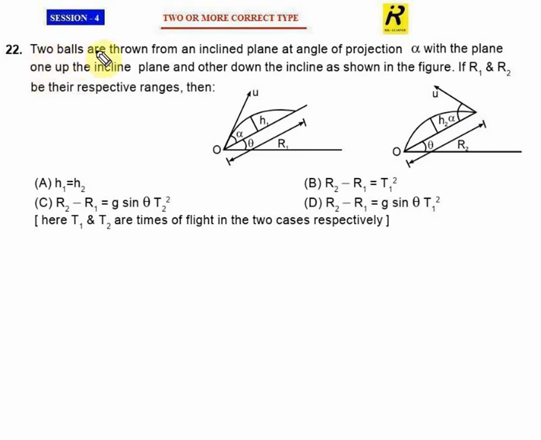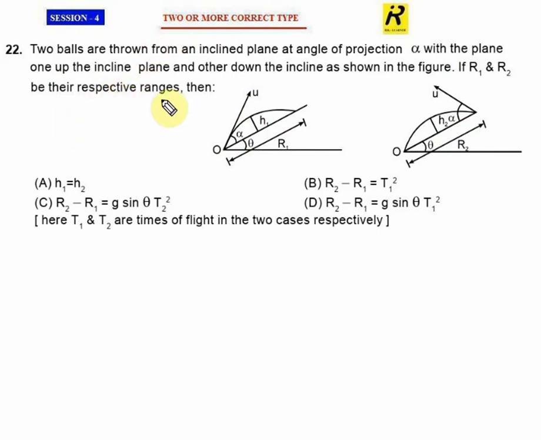Here in the question, two balls are thrown from an inclined plane at an angle of projection alpha with the plane, one up the inclined plane and the other down the incline as shown in the figure. If R1 and R2 be their respective ranges, then, so we are having two different pictures, the left one and the right one. The type of question is with options 2 or more correct. So we have to check one by one now.